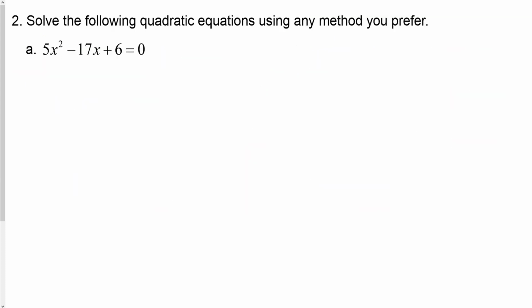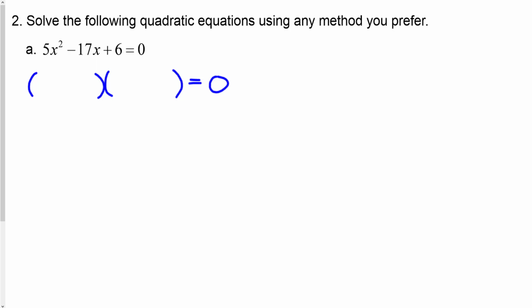Number 2, solve the following quadratic equations using any method you prefer. So when you come across a quadratic, even if the instructions tell you to use completing the square or the quadratic formula or factoring, whatever method they tell you to use, it's still up to you what you want to use. So just always use the method that you prefer in solving these. My preferred method is to try factoring first. So in this case, I'll give it a try and see what happens.